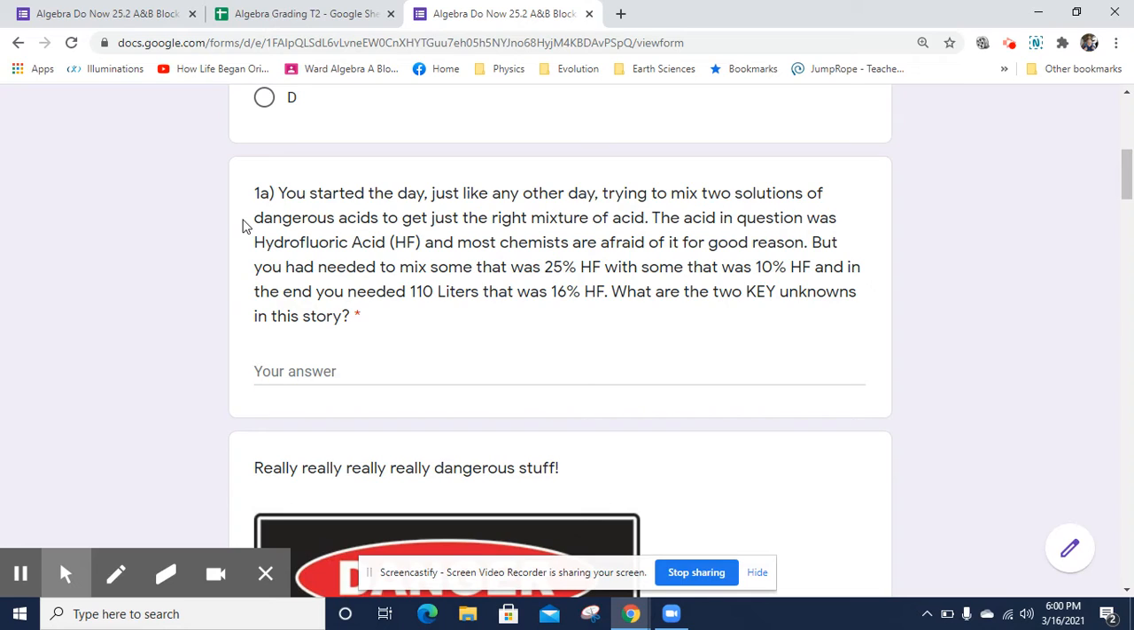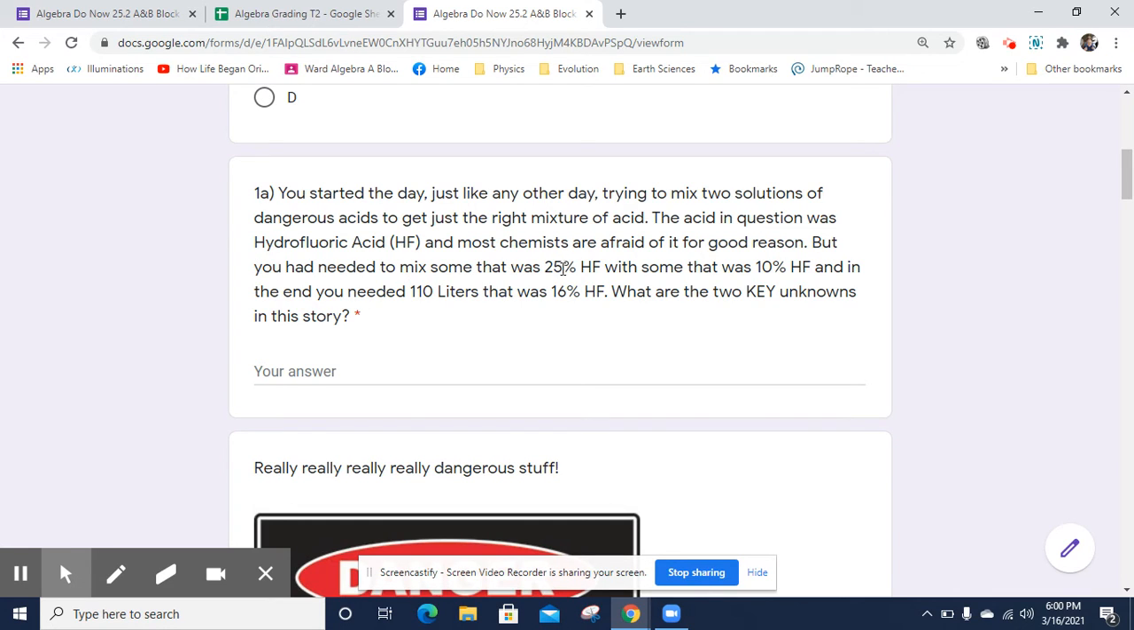The acid in question was hydrofluoric acid. Don't mess with this stuff. Chemists are afraid of it for good reason. It won't hurt you when it first lands on you, but then it starts to dissolve your bones, and that will hurt, and then you probably die. You can't even contain it in things because it burns through glass. At any rate, you decided you were going to mix some anyway.